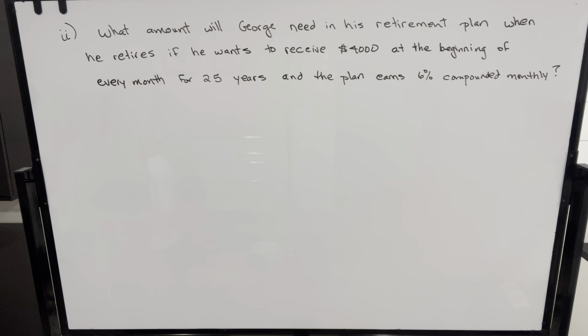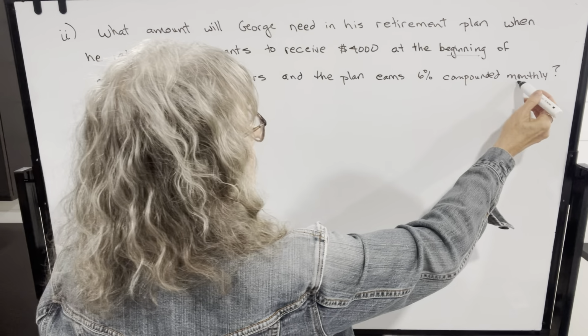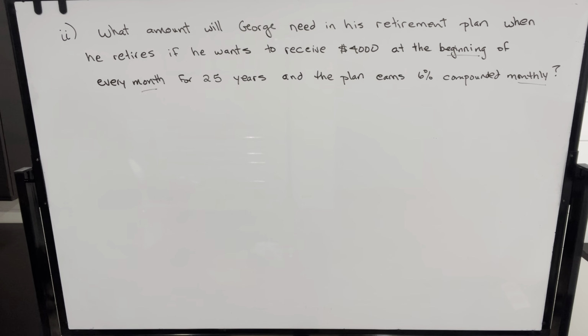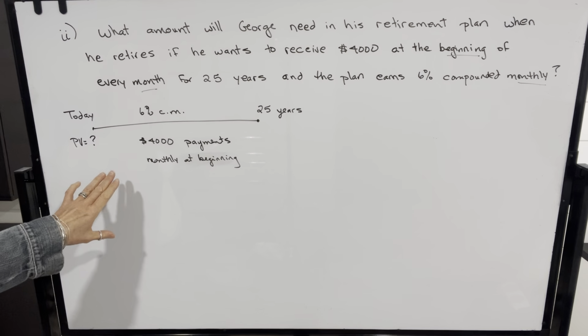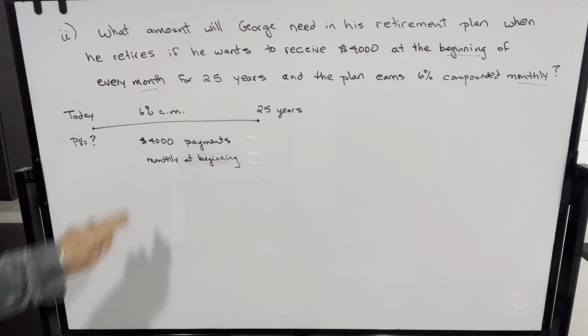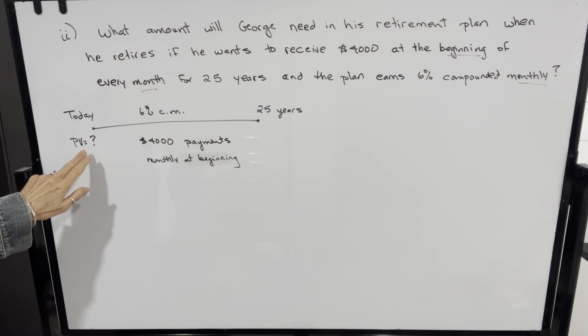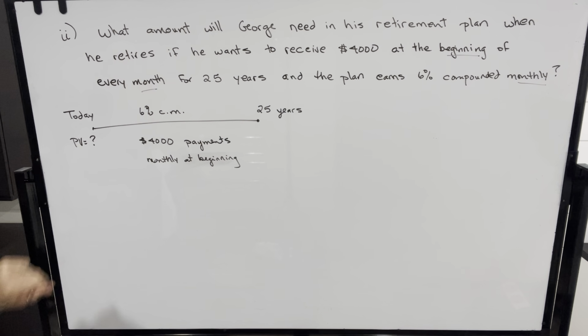Our second and last example says, what amount will George need in his retirement plan when he retires if he wants to receive $4,000 at the beginning of every month for 25 years and the plan earns 6% compounded monthly? So it's the beginning, and it's monthly and monthly, so we know it is a simple annuity due. Our timeline just summarizes everything: our interest rate, our payments, and our time. We're trying to find present value, so that's the formula we use.